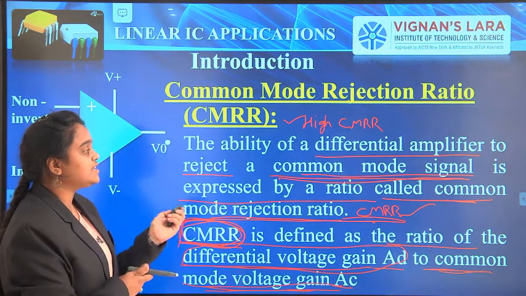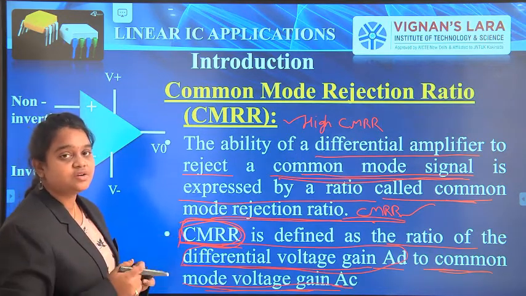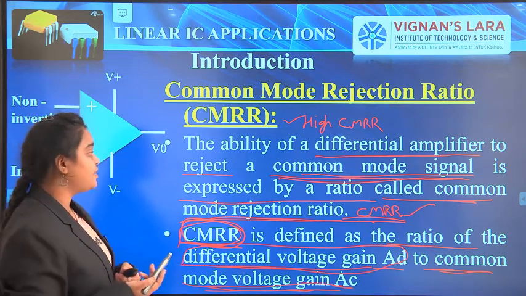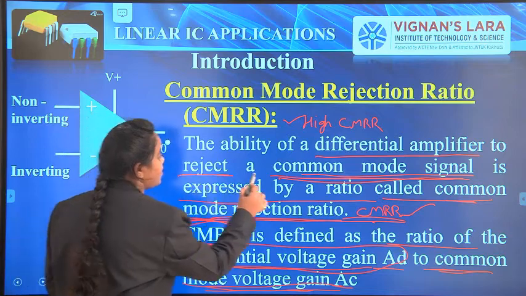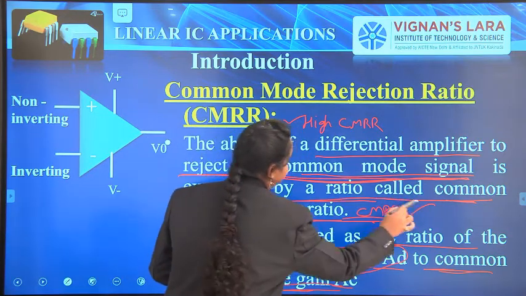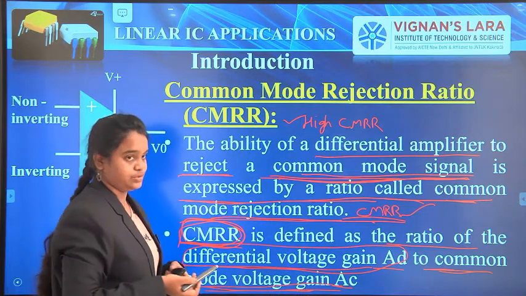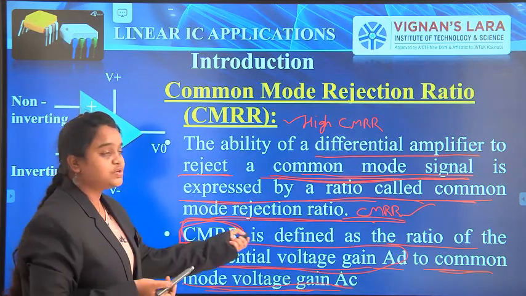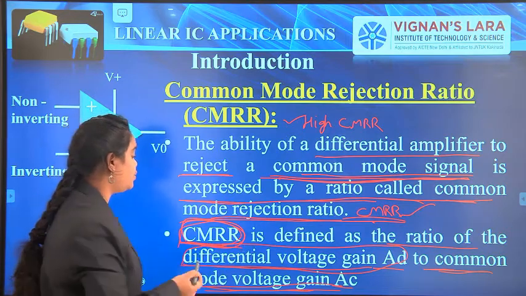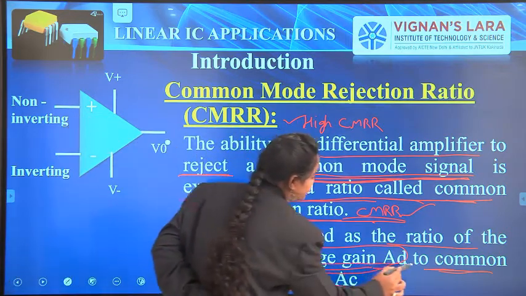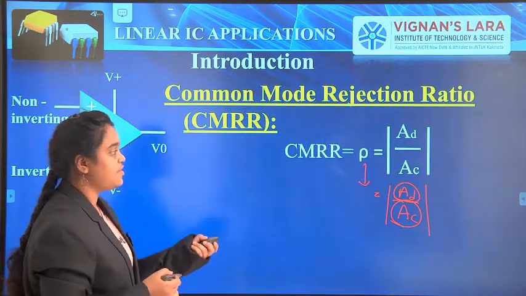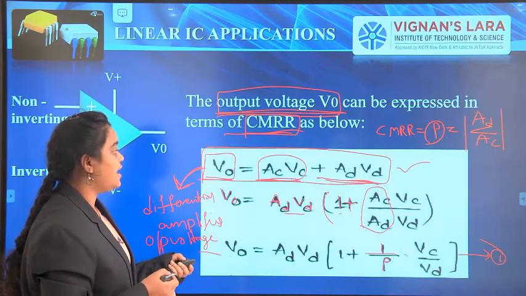I am telling once again the definition of the CMRR ratio. Common mode rejection ratio means the ability of the differential amplifier to reject a common mode signal is expressed by a ratio. It's called common mode rejection ratio. CMRR is defined as the ratio between the differential voltage gain AD to the common mode voltage gain AC. It is expressed in the form of AD by AC.